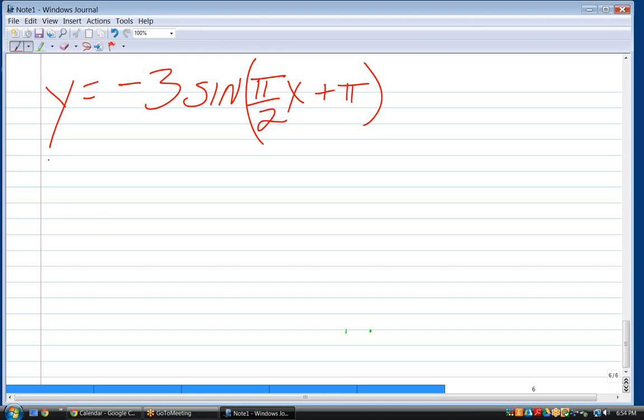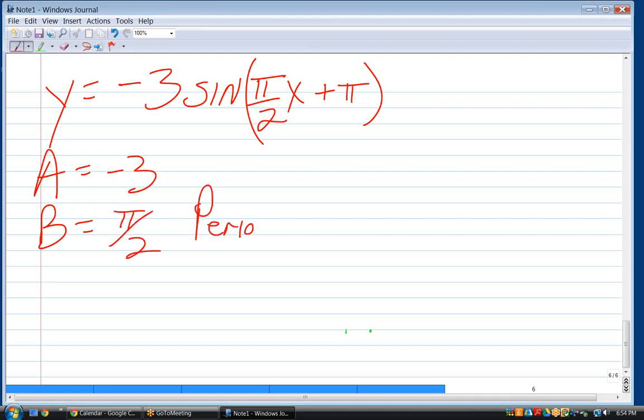Okay. So let's go through our letters. If we can figure out what A, B, C, and D are, we can graph it. What's A? -3. Okay. What's B? B is pi over 2. What is our period based on that? So 2 pi over pi over 2, which is 4. Okay. What's our C?